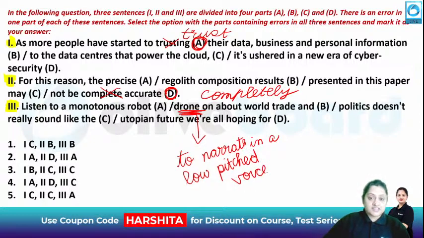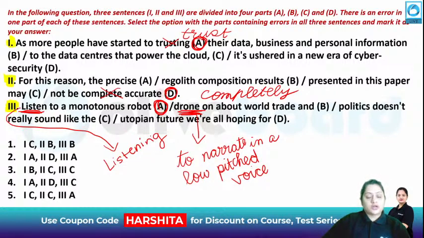Okay. That is why I said this might be tricky for you. Now, the error is in A part. You will say listen to, no, listening to a monotonous robot. Here we are talking about the name of an activity, so a gerund word will be used. What will you say? Listening to a monotonous robot drone on about world trade and politics doesn't really sound like the utopian future we all are hoping for. Sentence 1, A has error. Then sentence 2, D has error. Third again, A has error. So your answer will be 2.